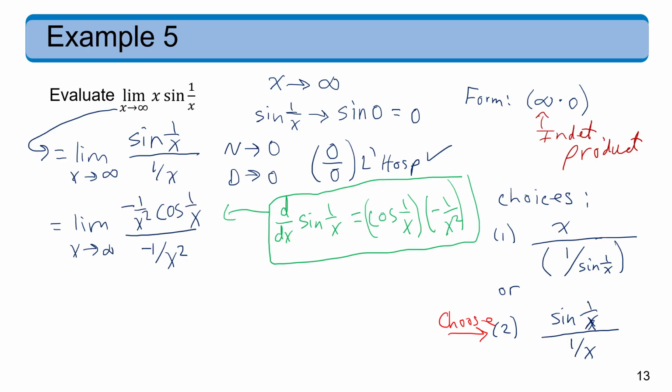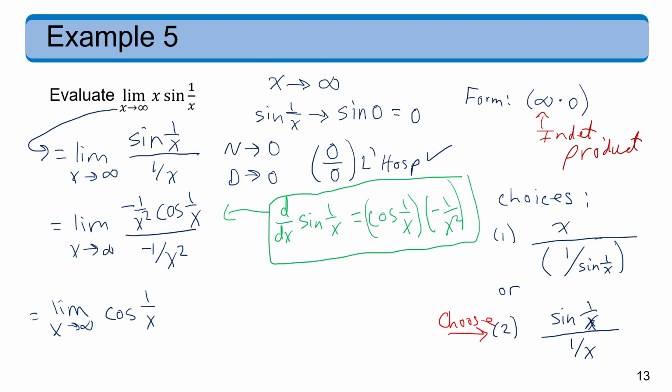We're still not ready to take the limit because that looks really complicated. But notice there's a nice simplification. This factor, negative 1 over x squared, cancels between the top and the bottom. So when we cancel those, now we have the limit, and all that's left is cosine of 1 over x.